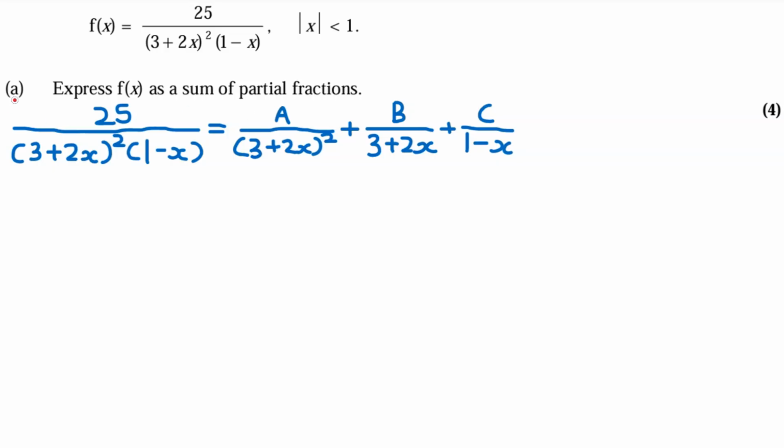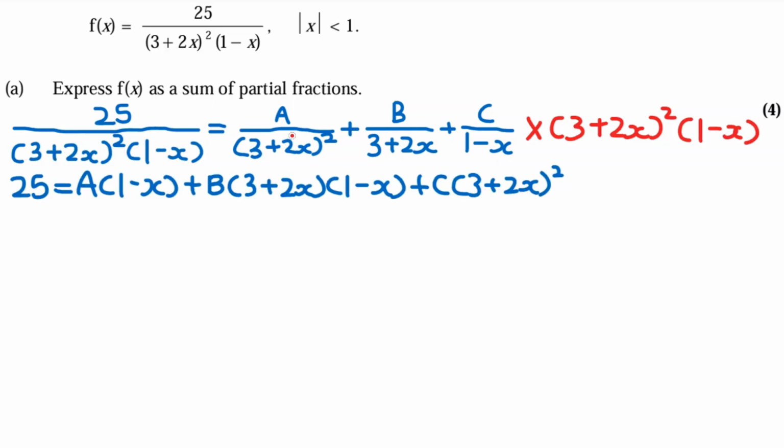But what we're going to do is just do the same thing now as we've done before, is solve this equation here for a, b, and c. So first what we're going to do is multiply everything in this equation by this denominator here. So we're going to multiply all the terms by the two brackets, 3 plus 2x squared, 1 minus x. So this denominator is just going to cancel out and leave us with the numerator 25. This term here, this 3 plus 2x squared denominator, is going to cancel out with this 3 plus 2x squared bracket here and just leave us with a multiplied by 1 minus x.